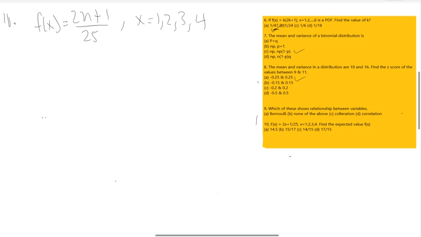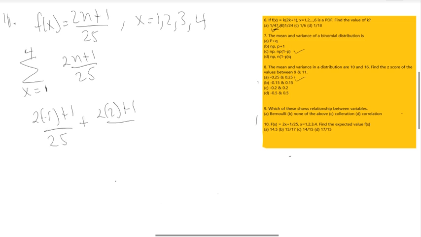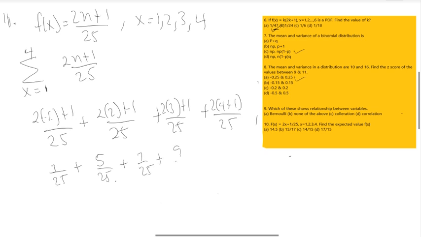Remember, this is a discrete distribution, so we are using summation. x is equal to 1 because it's starting from 1 and the last value is 4, going to 4. So we have 2x plus 1 over 25. So what we're just going to do here is put our x value plus the next x value, like that. So 2 times 1 plus 1 over 25, plus 2 times 2 plus 1 over 25, plus 2 times 3 plus 1 over 25, plus 2 times 4 plus 1 over 25. So very good. We have 2 times 1 plus 1. We have 3 over 25 plus 5 over 25 plus 7 over 25 plus 9 over 25.